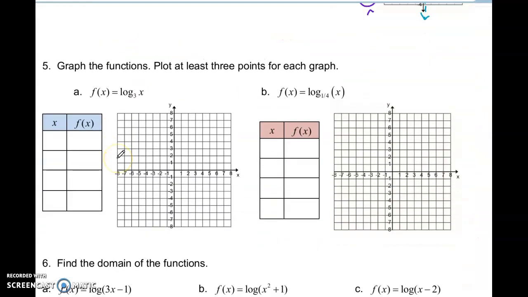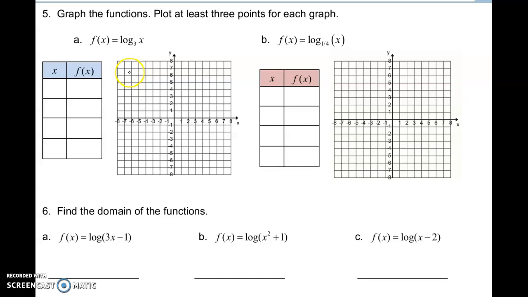So we're going to look at graphing some of these. This one, I see a base of 3. Because the base is greater than 1, I would expect an increasing function. You have to choose some values to put in here. I think it might be easier to think of this in exponential notation. So this would be 3 to the y equals x.